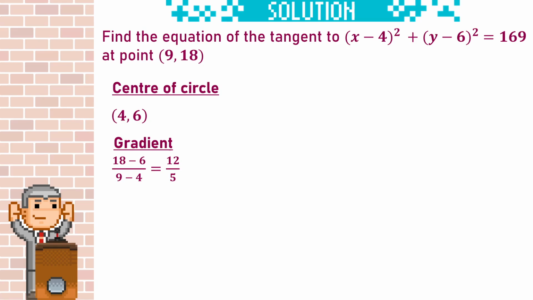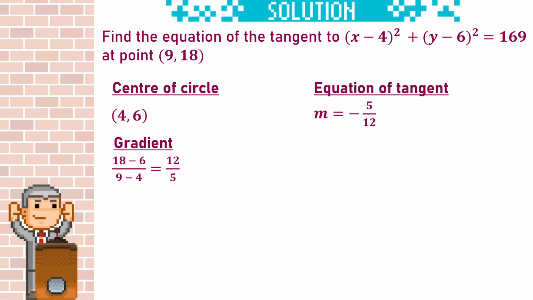Now we know that the angle between the radius and the tangent is 90 degrees, therefore they're perpendicular. So to find the equation of the tangent, the gradient will be the negative of the gradient of the radius, which will be minus, and then we flip it. So it's going to be minus 5 over 12.